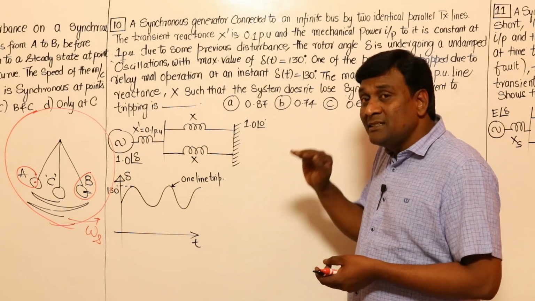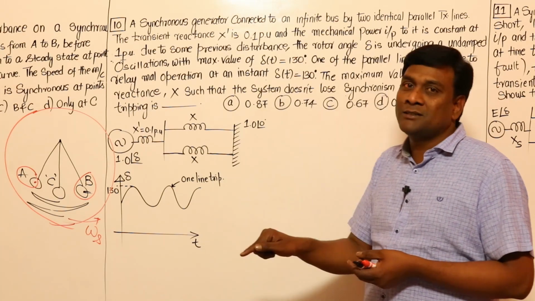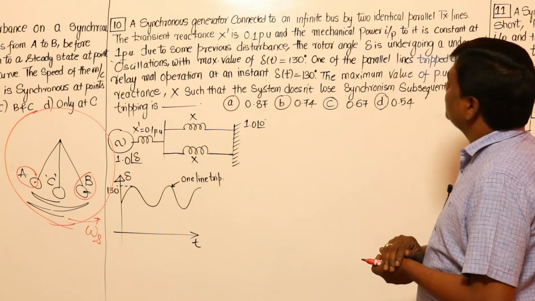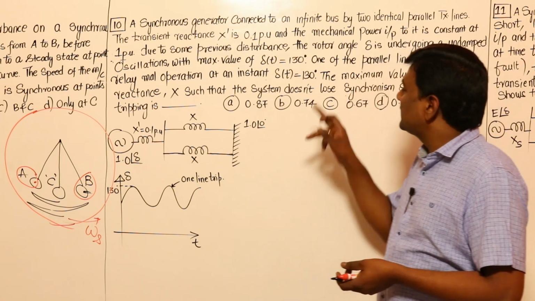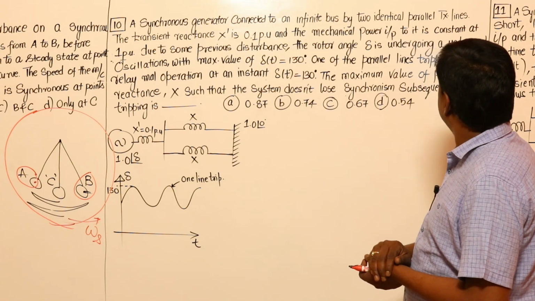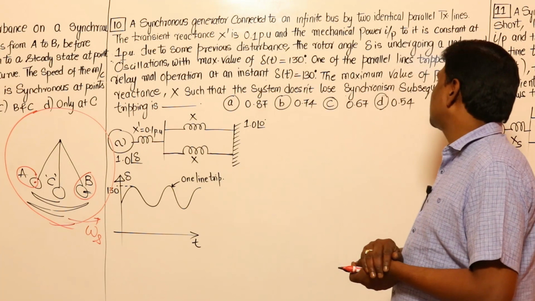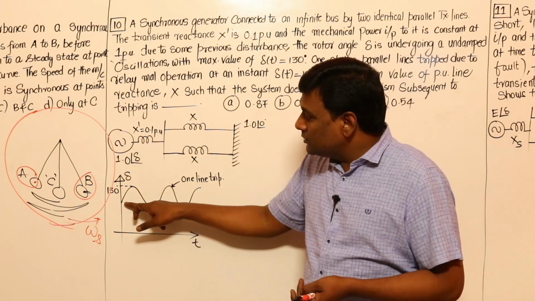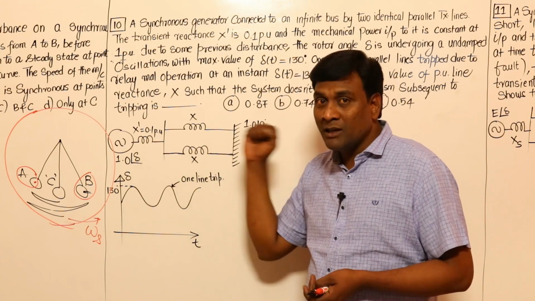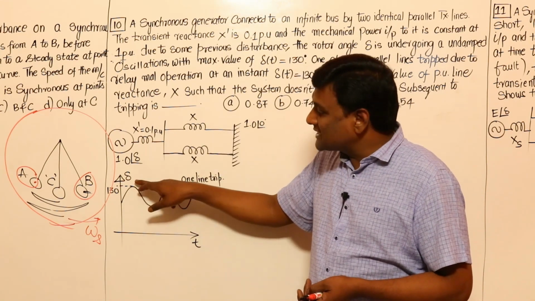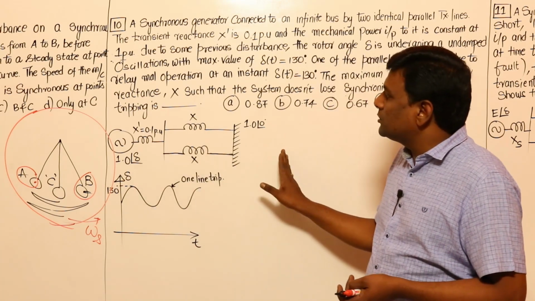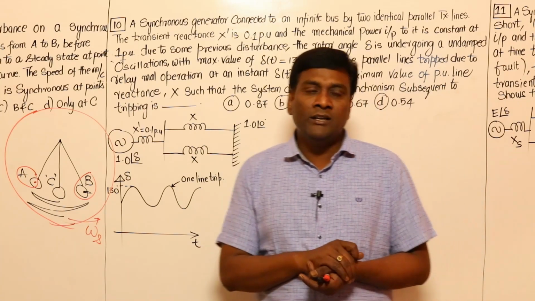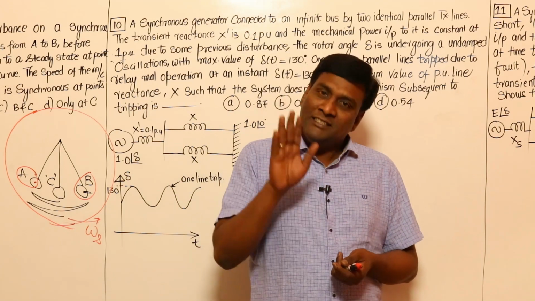So something is about to happen. Prior to that, it was already in disturbance, and in that disturbance delta was 130 degrees. One of the parallel lines tripped due to relay maloperation at an instant when delta equals 130 degrees. The maximum value of per unit line reactance X such that the system does not lose synchronism subsequent to tripping is. So what they have given is that my rotor is swinging and the maximum is 130. And here he is saying in order to become stable. So after swinging, basically the system is stable. So let us consider the machine is stable only.